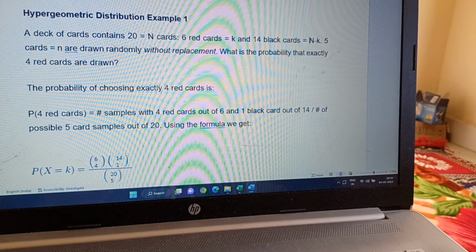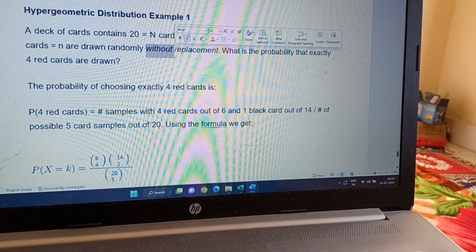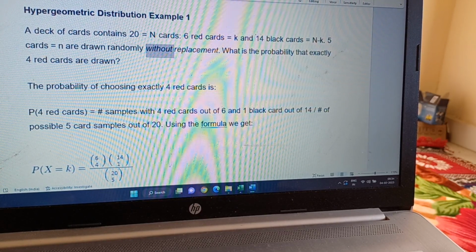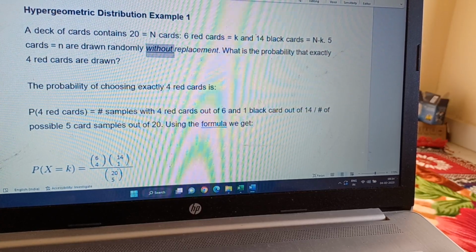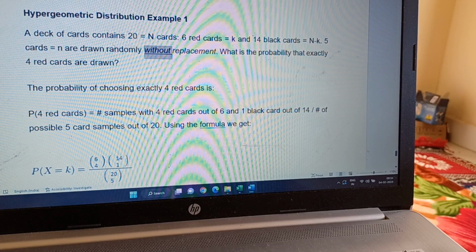They are drawn randomly without replacement. Here it is written without replacement, so I make it underline for you. Without replacement. Now what is the probability that exactly 4 red cards are drawn?